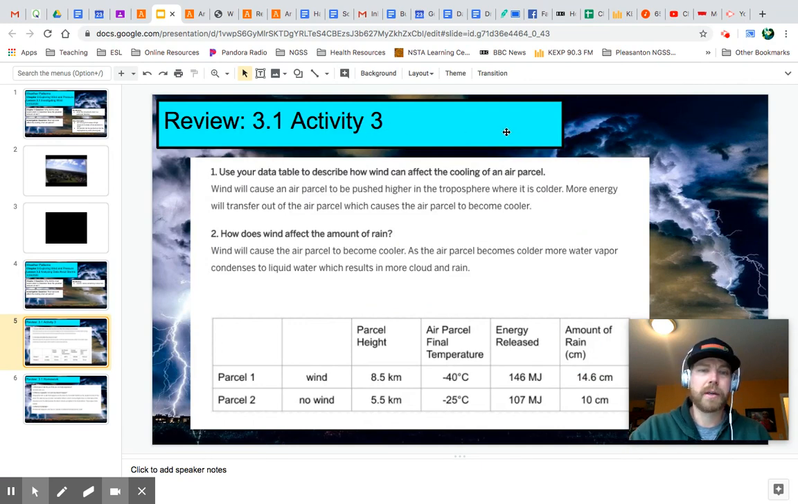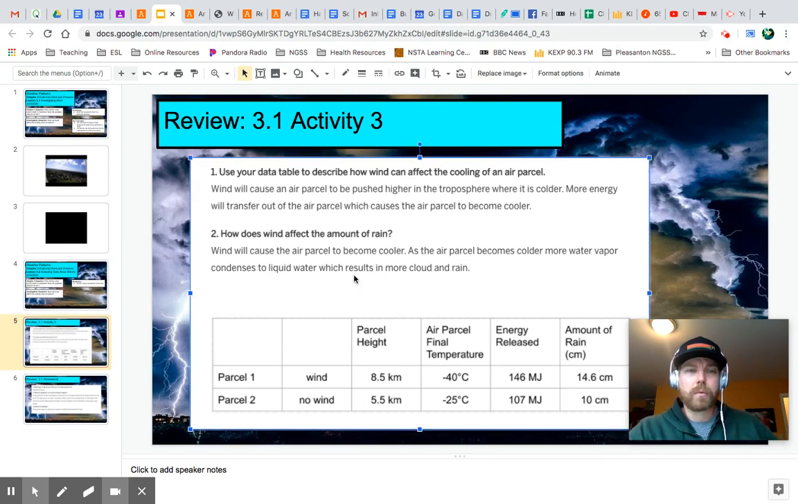You were in the simulation, and you were supposed to create different amounts of wind and see how they affected the eventual storm that came about. For the first question, it says use your data table to describe how wind can affect the cooling of an air parcel. Well, down here in our data table, we saw parcel 1 where we had wind. Our final air temperature was negative 40 degrees. Parcel 2, where there was absolutely no wind, our final air temperature was negative 25 degrees. So clearly the one with more wind had a cooler temperature.